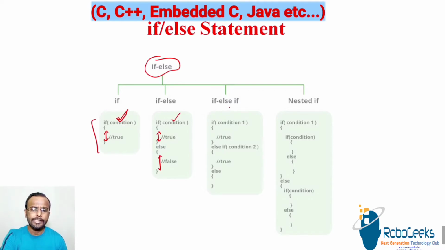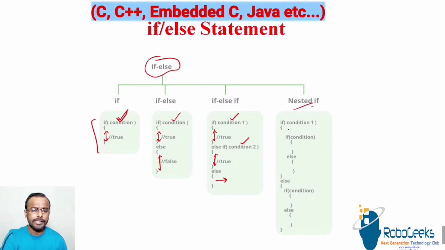This is the third one, if else if. If the first condition is true, it will execute this command inside these curly braces. If this condition number 2 is true, that is what we are checking, so it will execute the command inside this. And if both of them are not true, that means false, then it will execute the command inside else. There's the fourth one, nested if.